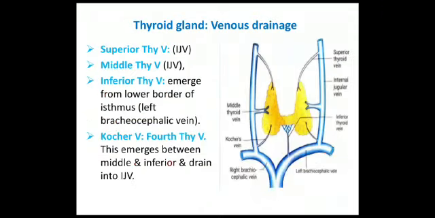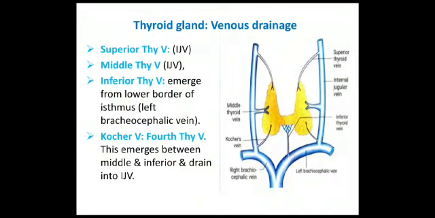So the venous drainage is by the following veins: the superior thyroid vein, which drains into the internal jugular vein; the middle thyroid vein also drains into the internal jugular vein; the inferior thyroid vein, which emerges from the lower border of the isthmus, usually drains into the left brachiocephalic vein.